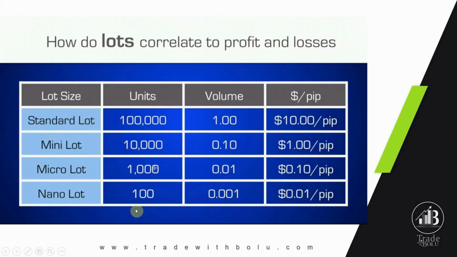Very important. This doesn't mean that we do not have lot sizes in between. You're going to have 2,000 units that will give you 0.02, and that's how it goes. You have lot sizes of 2,000 units, 3,000, 4,000 units. You have lot sizes of 15,000 units, which is going to give you 0.15.